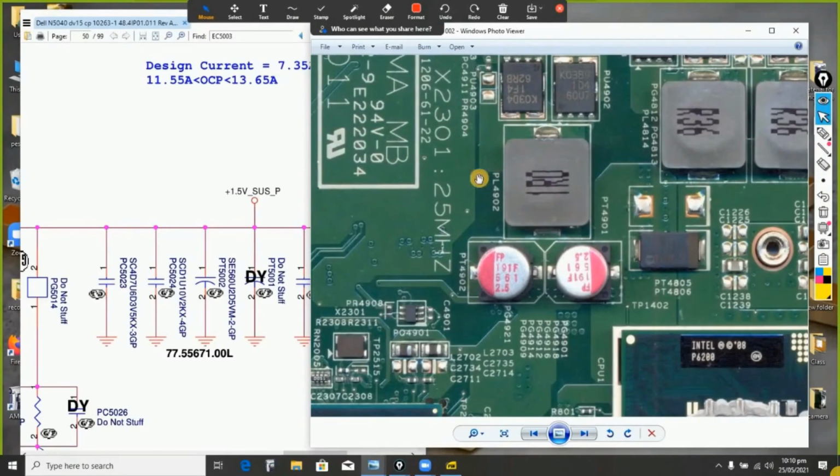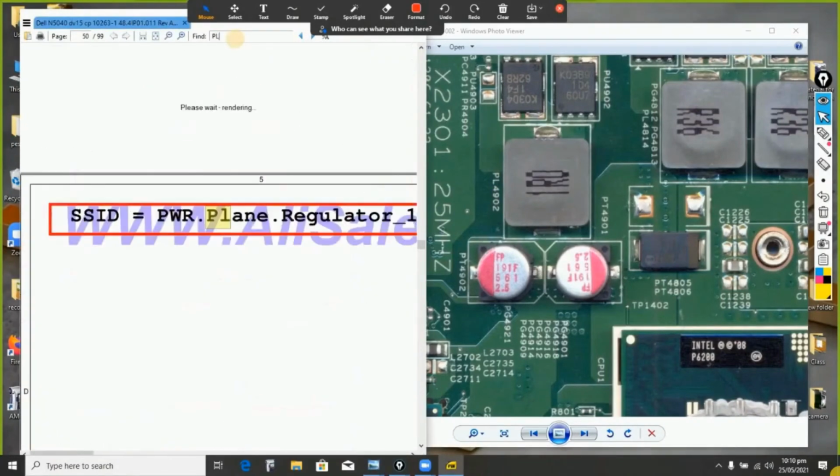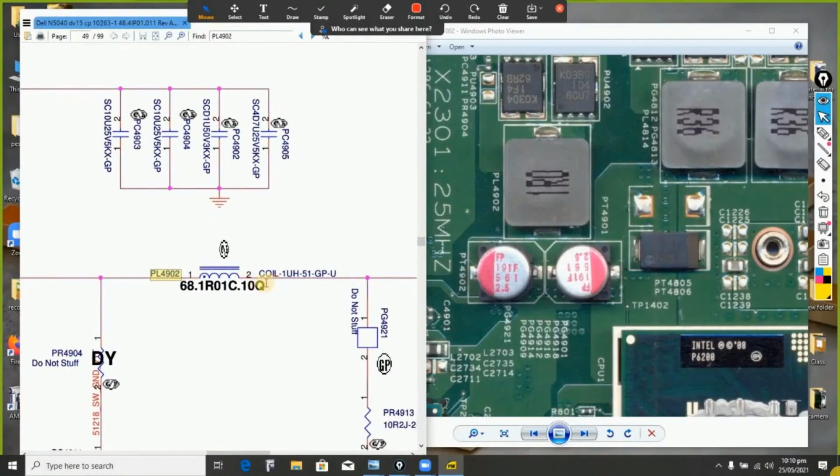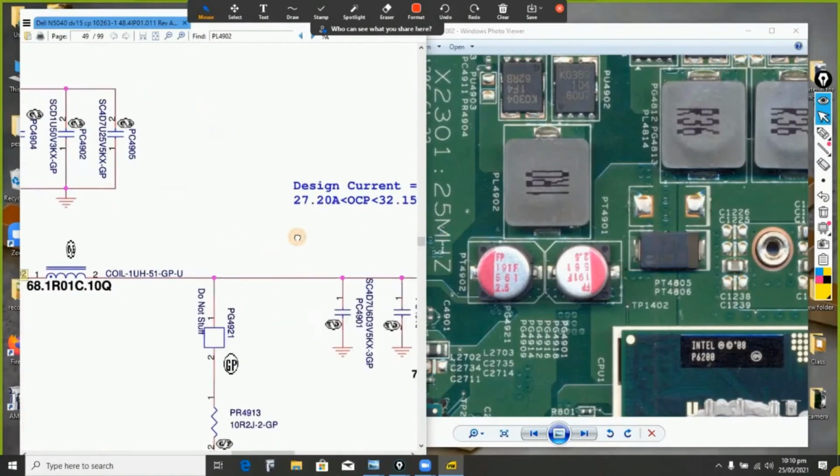So what is the location of this coil? This is PL4902. This is the coil symbol, and it is written here, coil. This is the value here.